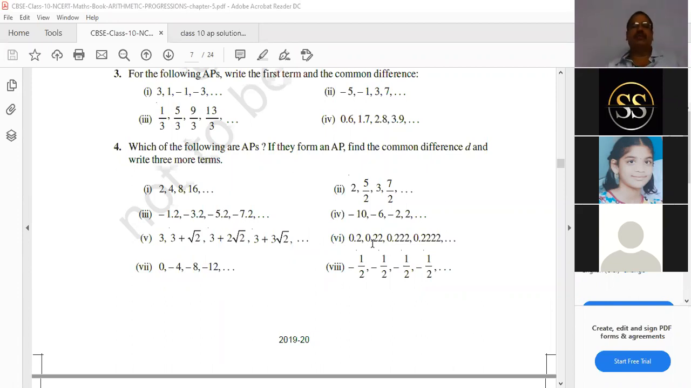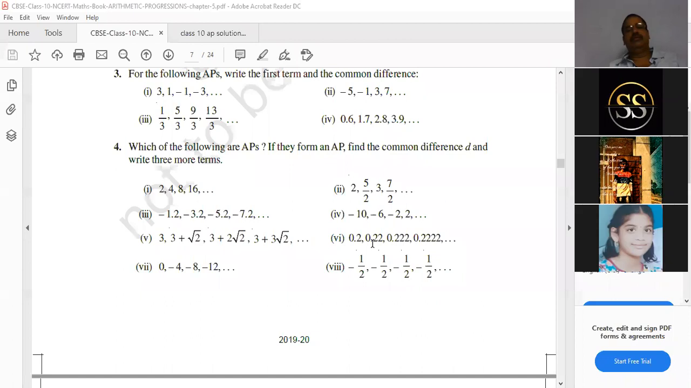Good. Now the sixth one. Is it in AP or not? You have to say now. No, sir. The common difference is not the same everywhere. Here the difference is 0.02, here the difference is 0.002, again the difference is 0.002. That's why it is not in AP.